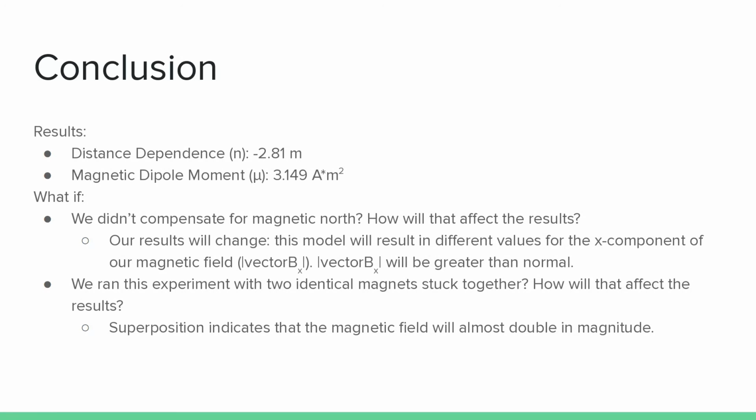What if we ran this experiment with two identical magnets stuck together? How will that affect the results? If this were the scenario, superposition indicates that the magnetic field will at most double in magnitude.